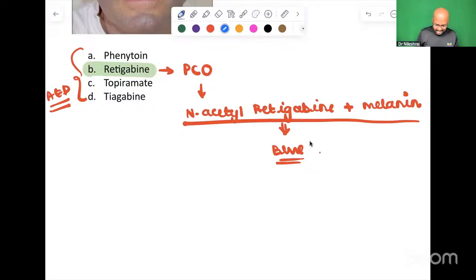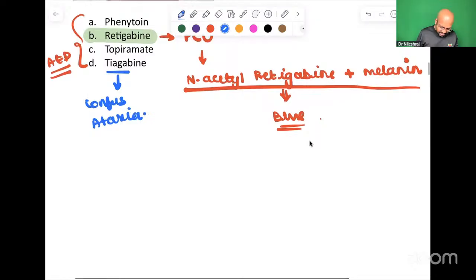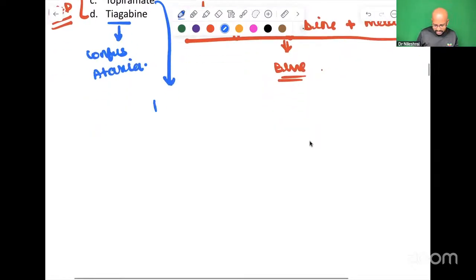Of course, what about the other options? Tiagabine, on the other hand, has a name that appears very similar, but the adverse effects are entirely different. Most commonly, patients might develop confusion and ataxia, the two common adverse effects of tiagabine, whereas topiramate, on the other hand, will be producing dysnomia.